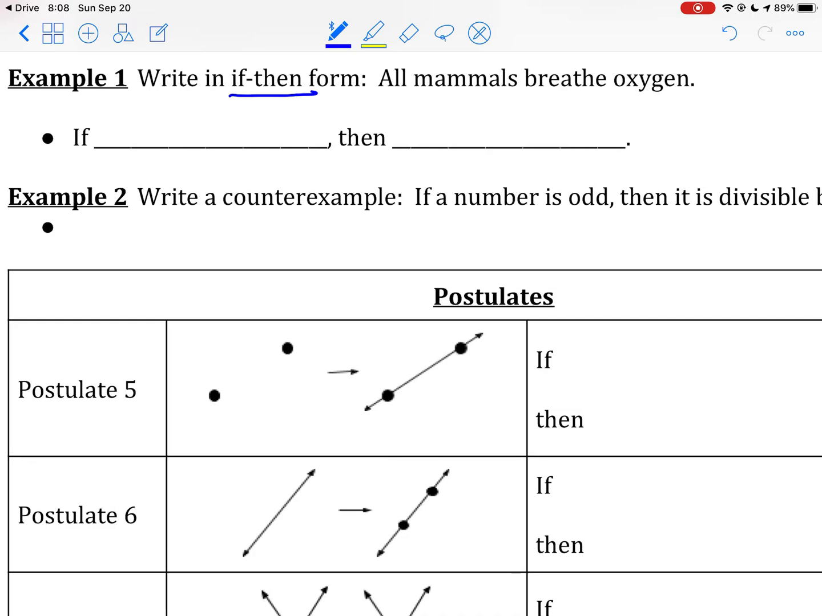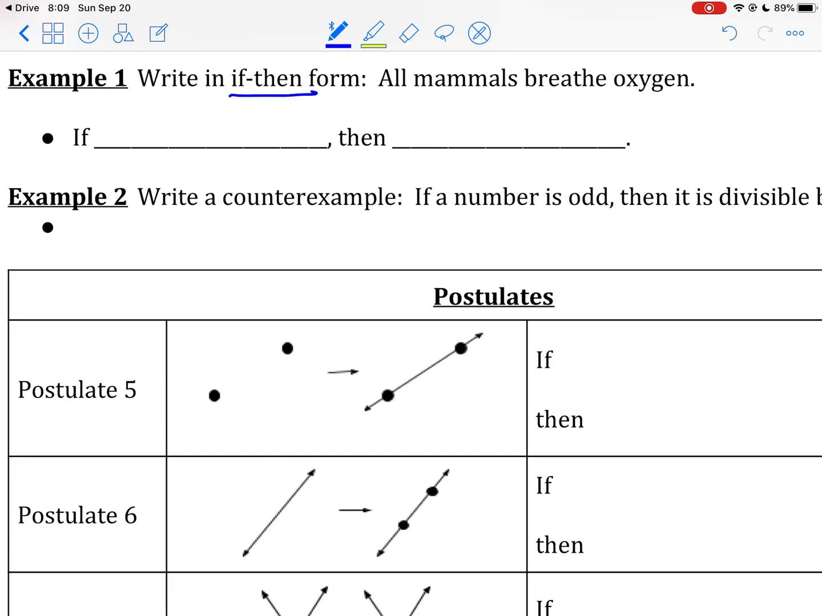This is going to be kind of an unusual math lesson. It's all about sentences and how they're written. This statement says all mammals breathe oxygen. When you are writing a statement into if-then form, you need a hypothesis, which is the part that comes after the if, and a conclusion, which comes after the then.